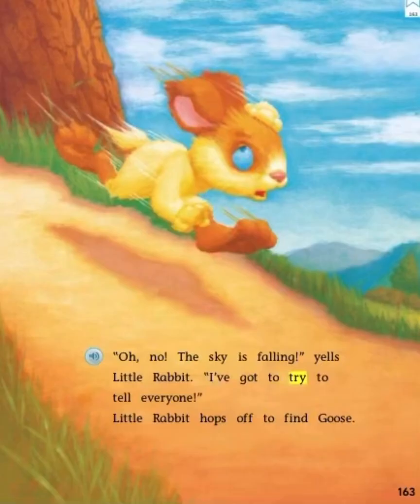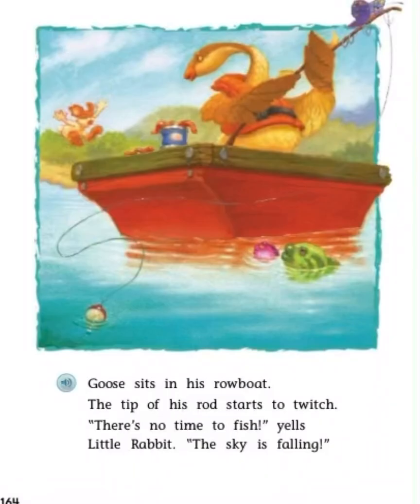Oh no, the sky is falling, yells Little Rabbit. I've got to try to tell everyone. Little Rabbit hops off to find Goose. Goose sits in his rowboat. The tip of his rod starts to twitch. There is no time to fish, yells Little Rabbit. The sky is falling.